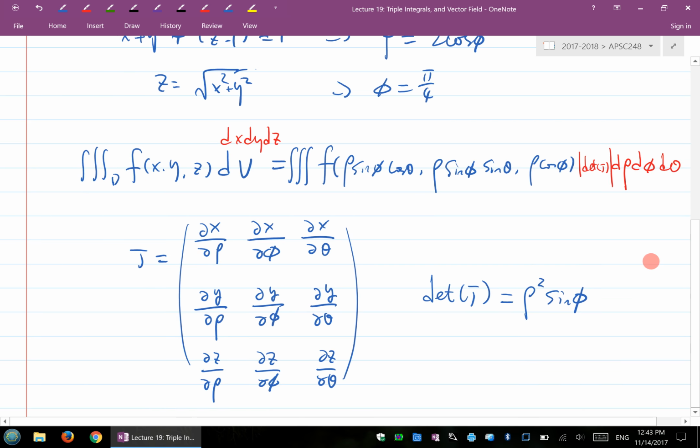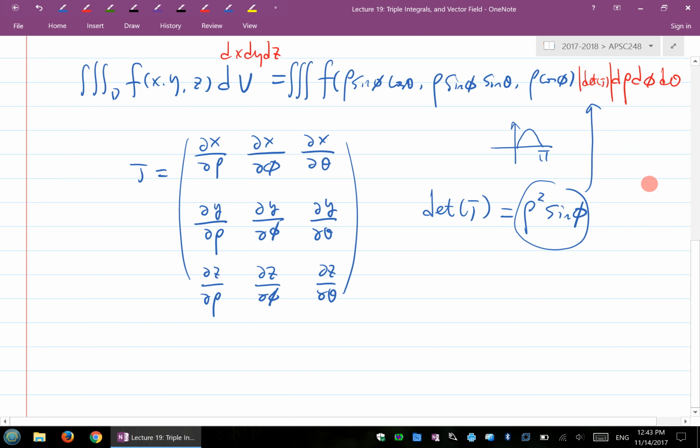Then you look at this sine. This is the sine curve here, between 0 and pi. For any angle between 0 and pi, the sine is always greater than 0. So basically, you just replace the absolute value with this expression.